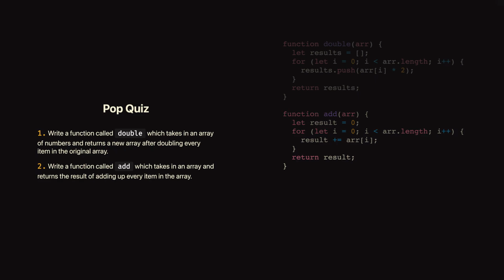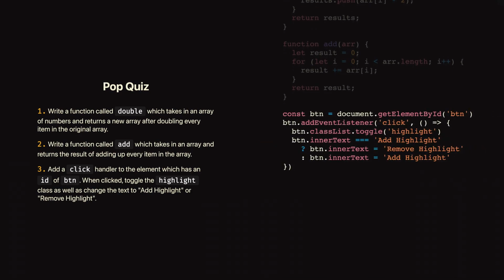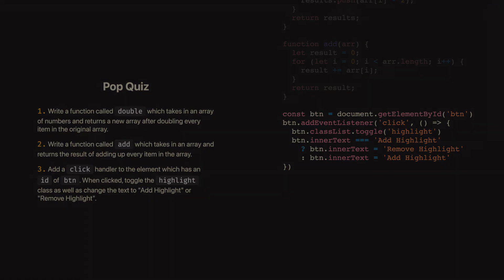Last, let's say we wanted to add a click handler to the element which has an ID of button. When clicked, toggle the highlight class as well as change the text to add highlight or remove highlight. One approach may look like this, where first we'd get the element that has an ID of button. From there, whenever the user clicked the element, we toggle the class and, based on its current state, update its text. Now, is this code bad? Well, of course not. But in each of these examples, we're conforming to the operational model of the machine by describing how we want to accomplish a certain task rather than what we want.